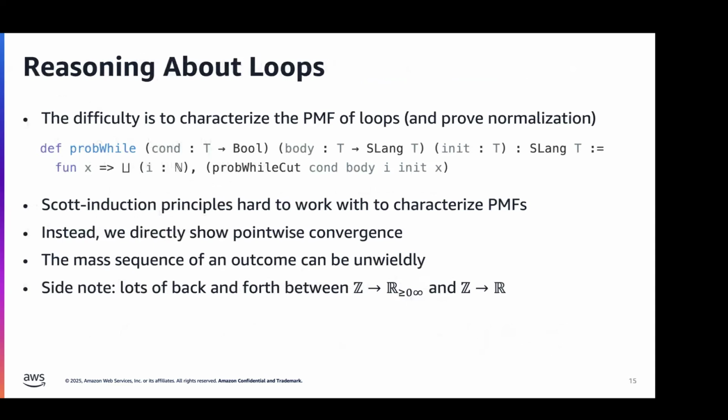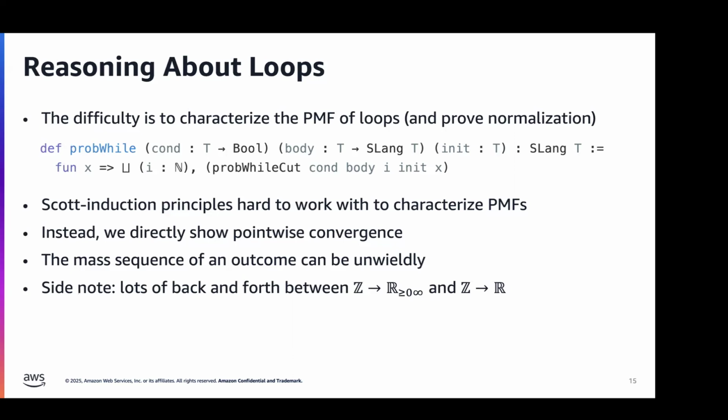Another thing that's worth mentioning is how we really do this reasoning about the loops. The big part of the difficulty isn't actually the mathematics that I was showing before, but more how we characterize the PMF given that our loop is defined as the supremum of this sequence of functions. One reason why it's not, at least to me, completely trivial is that often the way we reason about functions defined in this way is using Scott induction principles, but they're not very useful to characterize PMFs. So what we do instead in SemSert is directly show pointwise convergence without trying to use some Scott-like induction principle. Even then, if you consider a specific outcome, it's not completely trivial because the mass sequence of one outcome can be quite unwieldy.